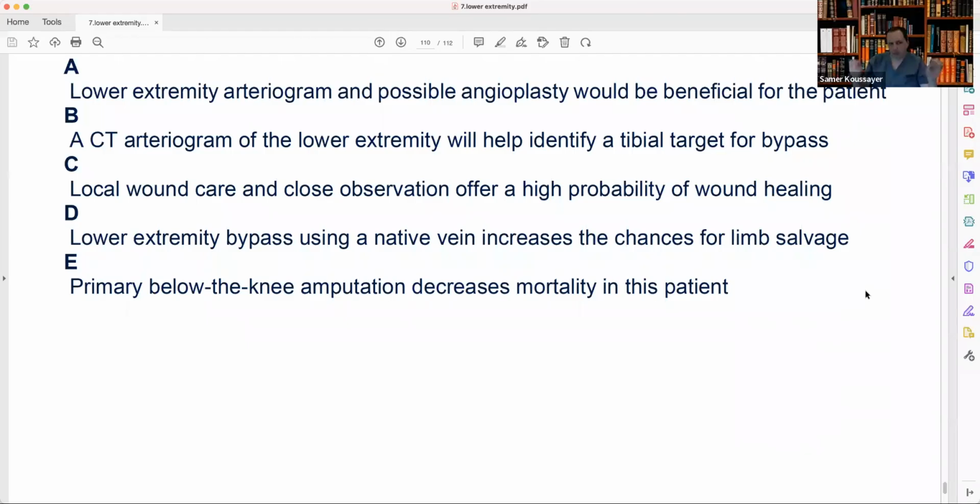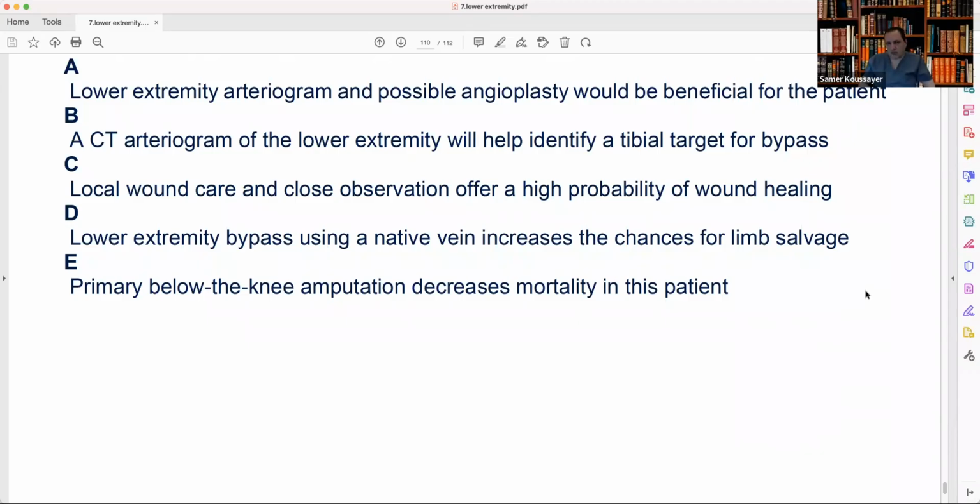So primary below knee amputation usually increases mortality, because the patient becomes less mobile, he can get pneumonia, a sacral ulcer, an infection. The moment you do amputation, we discussed that today in our morning round, it increases your mortality and increases the chance of contralateral below knee amputation also. So this will be the wrong answer.